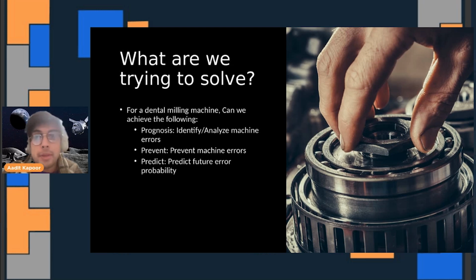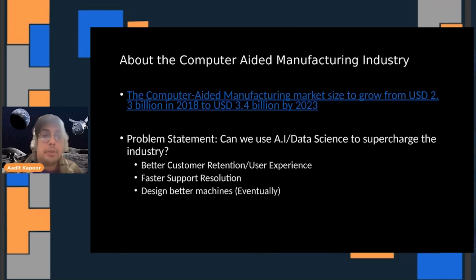Now, this problem is a very well-known one in the car industry. But in our case, for the milling industry, this is a one-of-a-kind problem. How can we use data science and AI to perform these three P's? These are some stats about the computer-aided manufacturing industry.